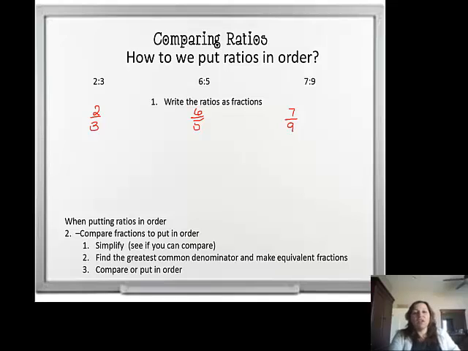So now we have 3 fractions that we're going to compare. We're going to simplify those fractions. Looking at these 3 fractions, they're all in simplest form, so we cannot make them any smaller. So now the denominators are all different. In order to compare them, they have to have the same denominator. In order to do that, we have to find the greatest common denominator of 3, 5, and 9. And I know the common denominator of these 3 numbers, one number that all 3 of them will go into, is 45.